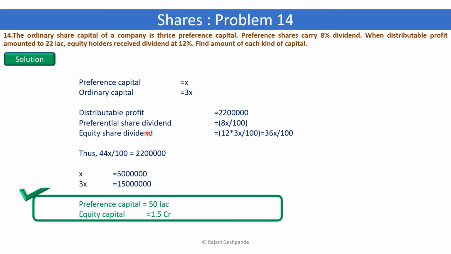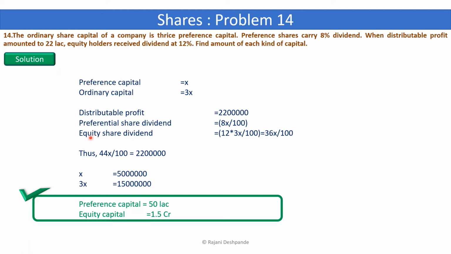Now the preference share dividend will be, as given, preference shares carry 8% dividend. So we have to pay 8% dividend to the preference share capital holders. The preference share capital is X. So it is 8 upon 100 into X, or you can say 8x upon 100. So that is the dividend to be paid to the preference shareholders.